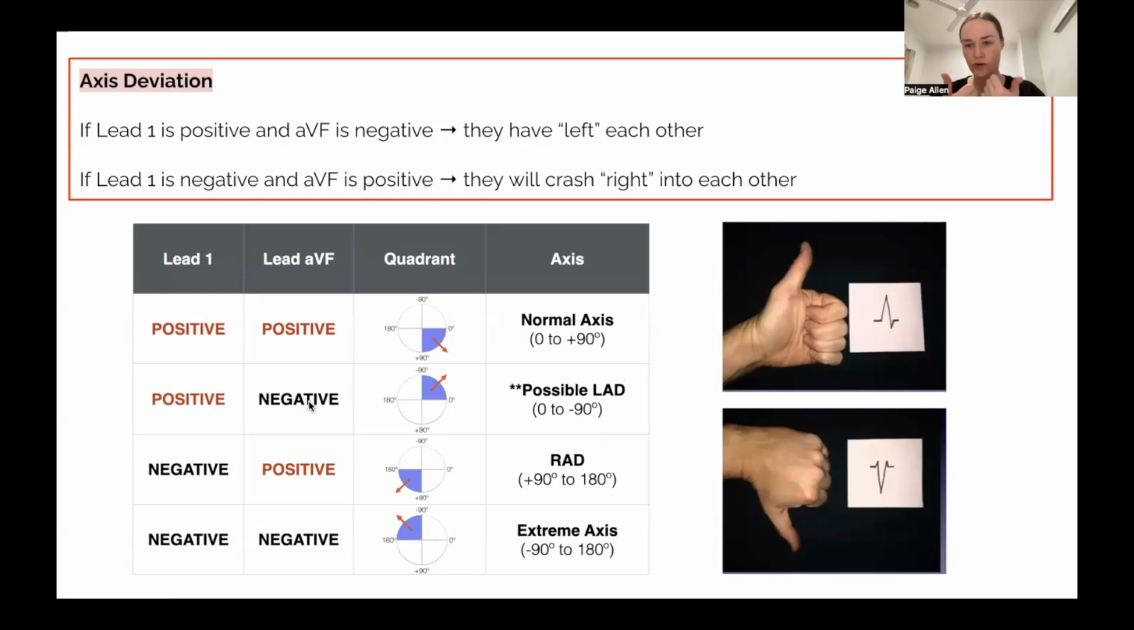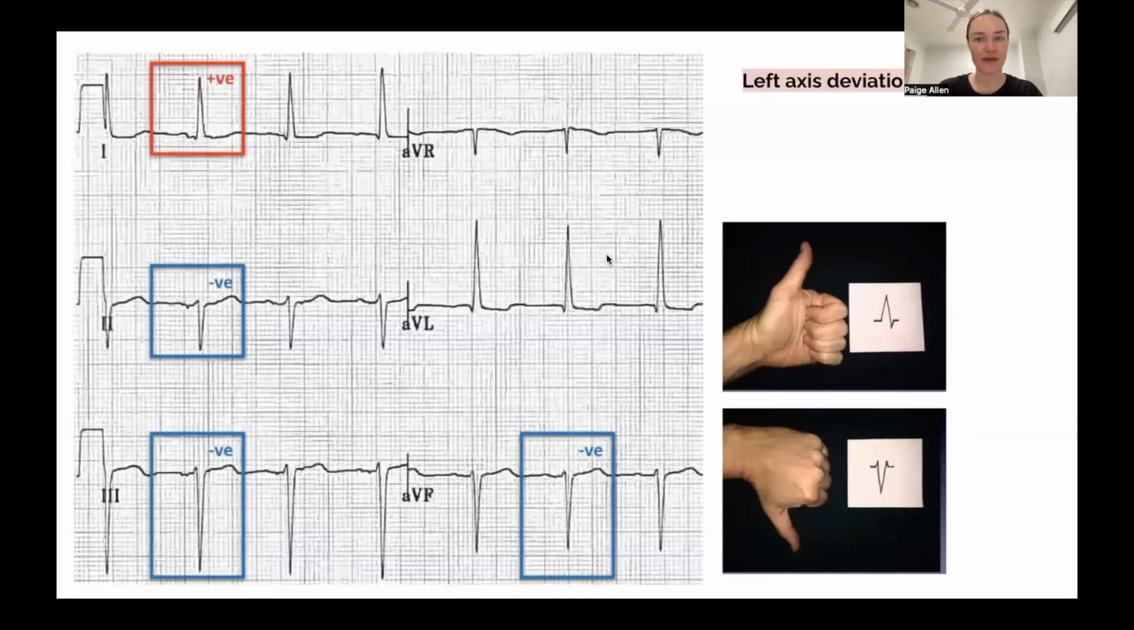So the thumb rule, if you haven't seen this before, you're going to take your first thumb and that's going to be pointing in the direction of lead 1. And then you take your second thumb and it'll be pointing in the direction of AVF. If they're going opposite, the currents have left each other, so it's a left axis deviation. And if they are pointing towards each other, you're going to remember that they're going to crash right into each other, so it's a right axis deviation. So here's a little chart that shows, based off of lead 1 and AVF, which directions correspond with which axis change.